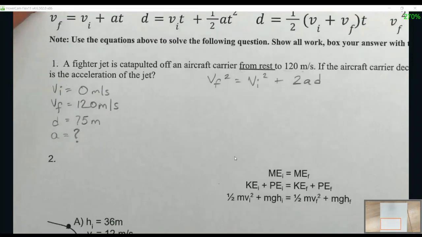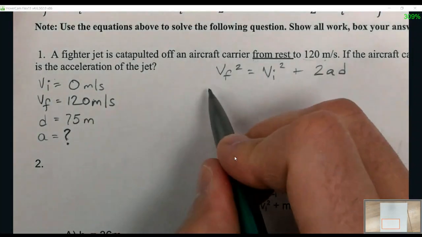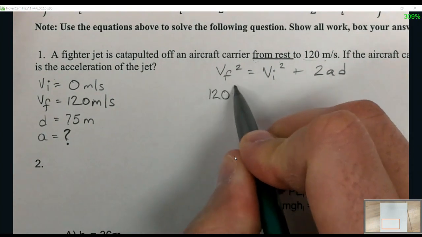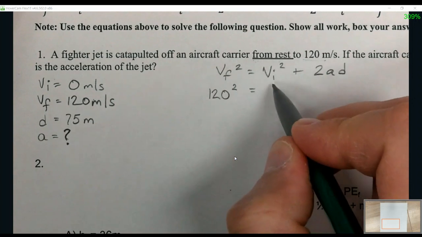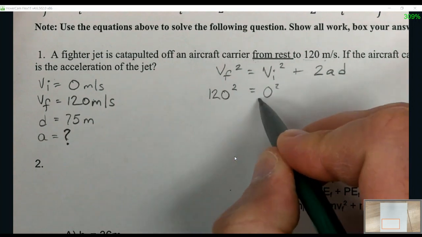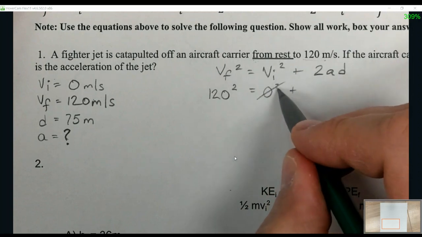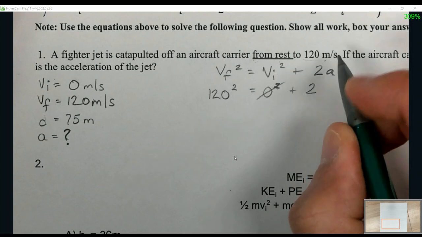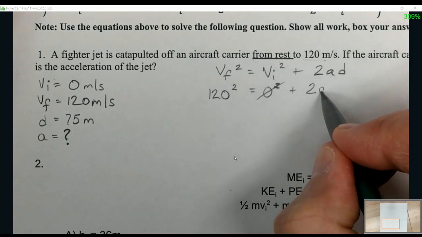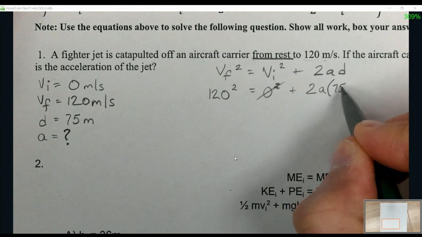Okay, now we're going to zoom in and put in our values. VF is 120. You have to make sure that that is squared due to the equation, equals 0 squared, which will cancel out. Bring down the plus sign. If this was a number, you'd actually have to work it out. Bring down the 2 because that's part of the equation. We don't know what A is, but we know that D is 75.